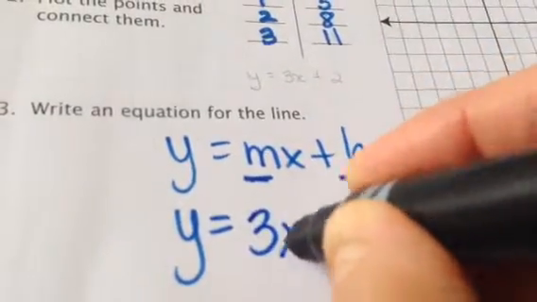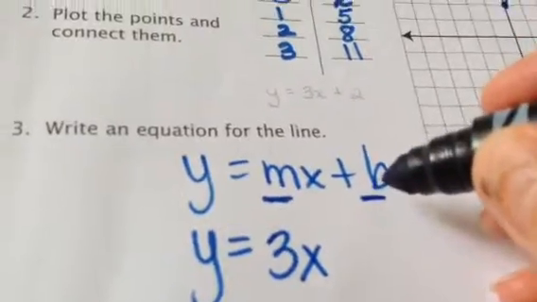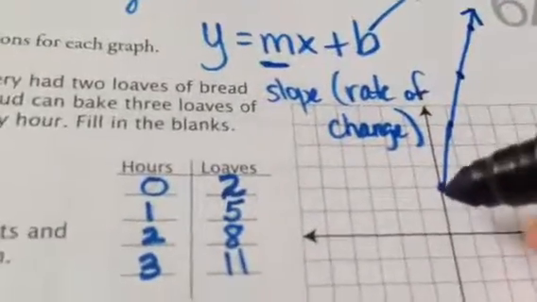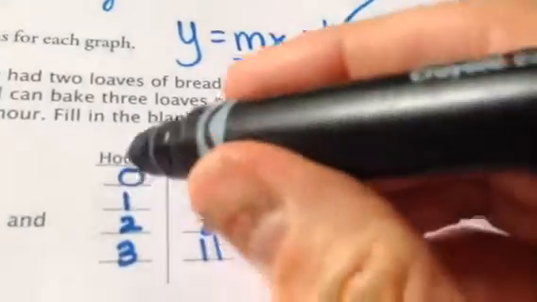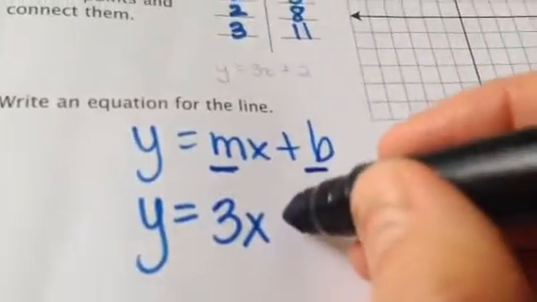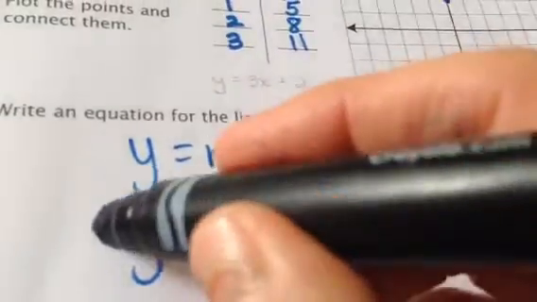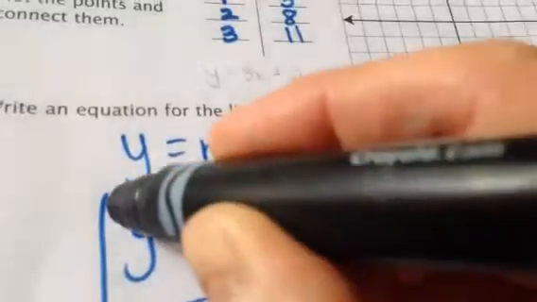So I'm going to put a 3 in for that. My beginning value, what you started with right here, was a 2. See, at 0 hours, it was a 2. So it was a positive 2. So this would be your equation.